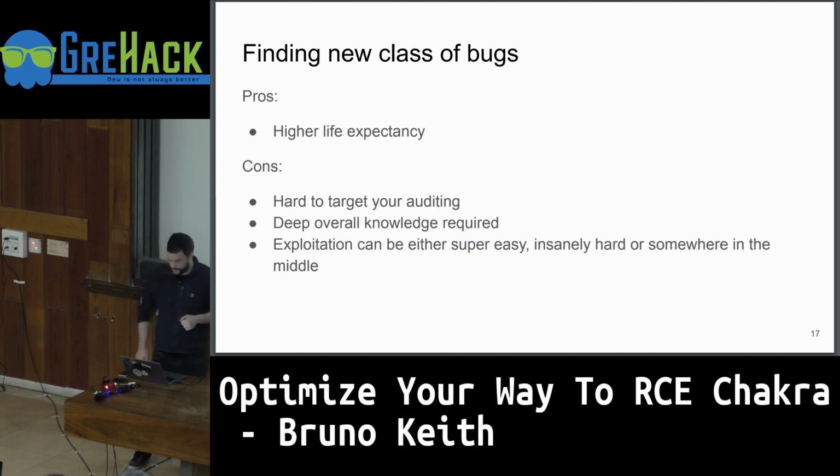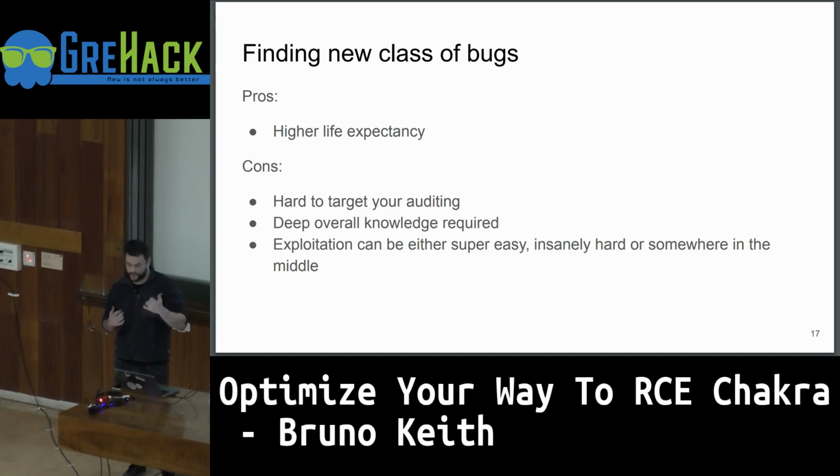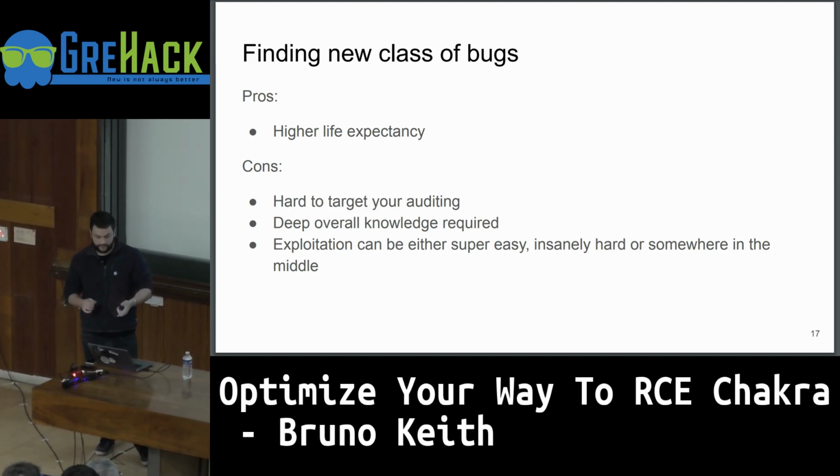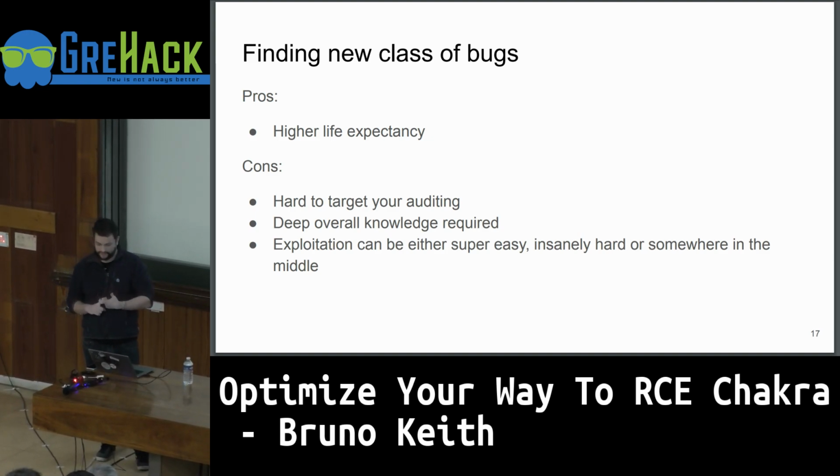But yeah. The main upside to finding a new class of bug is that it has a much higher life expectancy. But you have a lot of drawbacks that come with that. First of all, you don't really know what you're looking for, because I'm looking for a new class of bug. Okay, you don't know what it is. So it's really hard to target your auditing. You're going to be doing a lot of mindless reading of code.